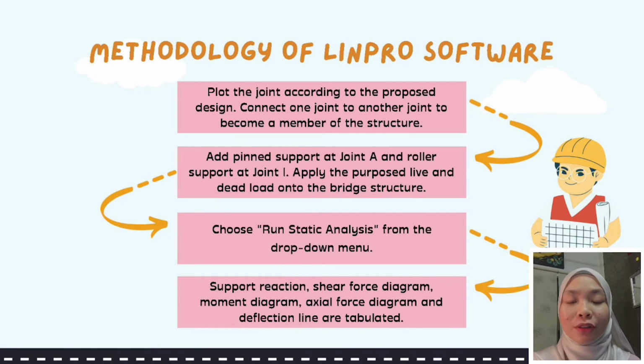Okay, now for the methodology of LECTURER'S software. For step 1, we plot the joints according to the proposed design. Then connect one joint to another joint to become a member of the structure using LECTURER'S software. Step 2 is to add the support reactions, which are a pin support at joint A and a roller support at joint I. After that, apply the proposed live load and dead load onto the bridge structure.